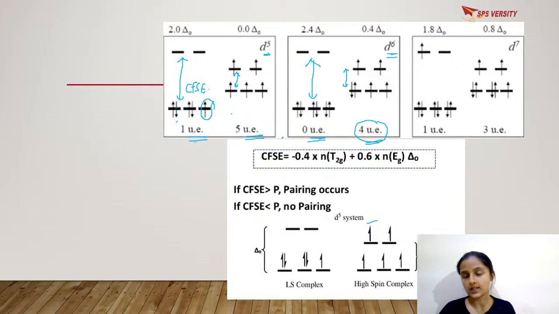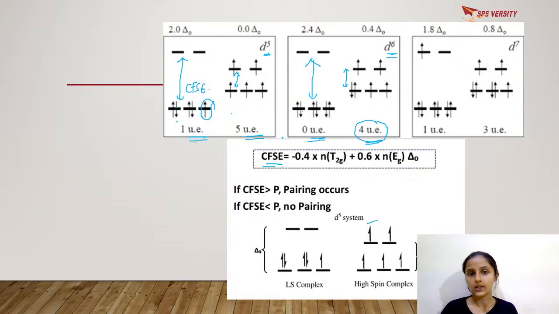And if it is a d7 system, first if the splitting is greater, 6 electrons are going to be filled in the lower set, then the 7th one, which has no place down, is going to go to the top. If it's a d7 system and you have a weak ligand that can't cause greater splitting, the electrons are filled in the lower orbitals first, followed by the next orbitals.